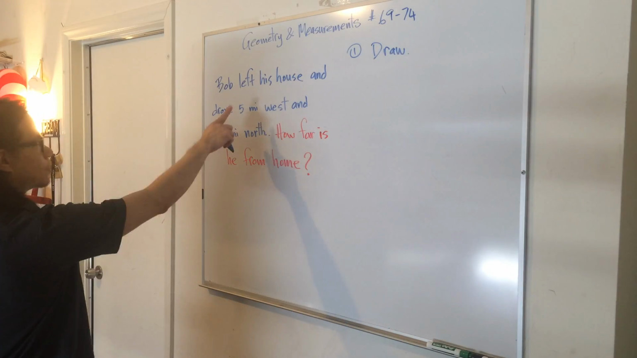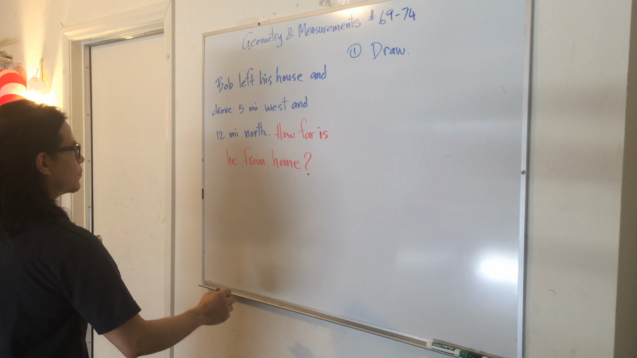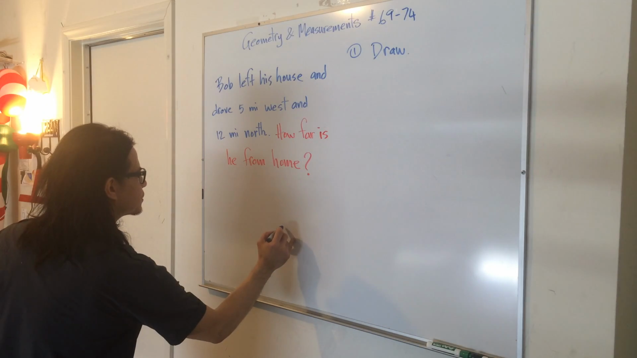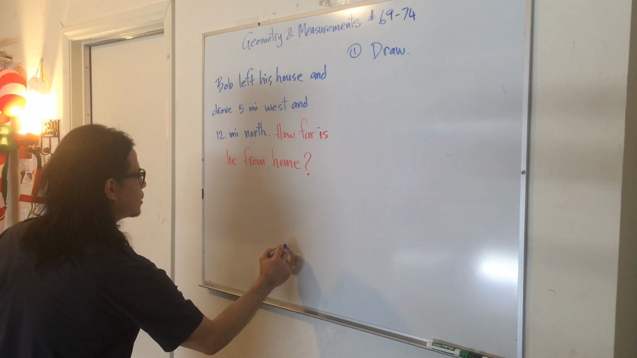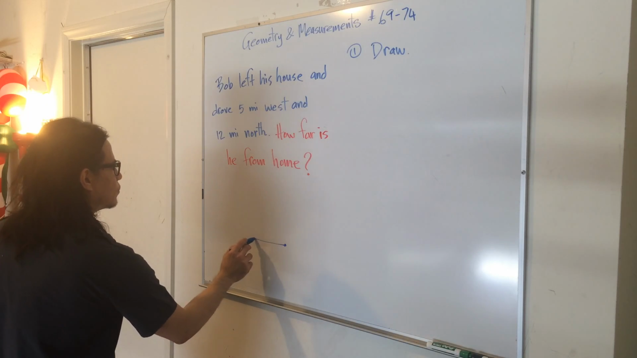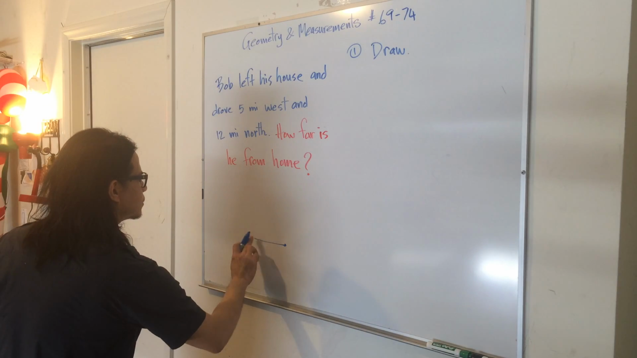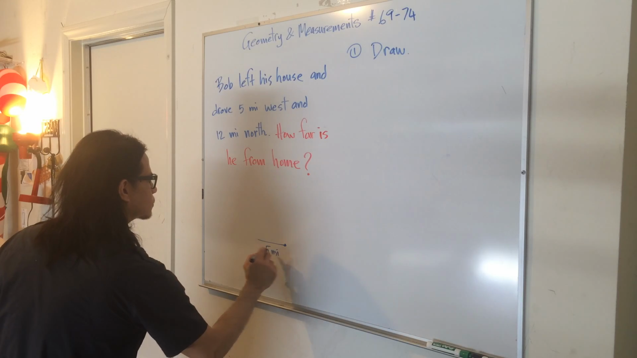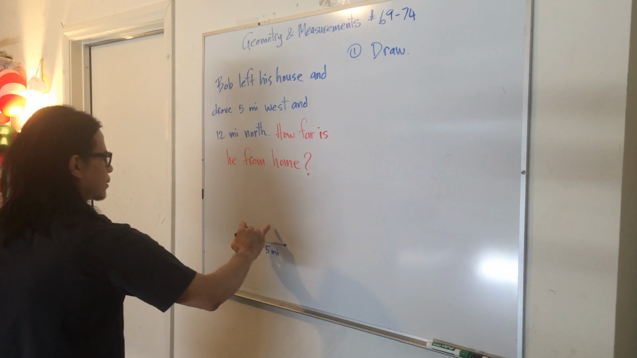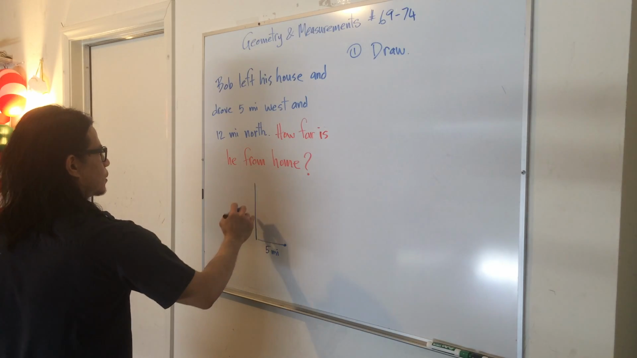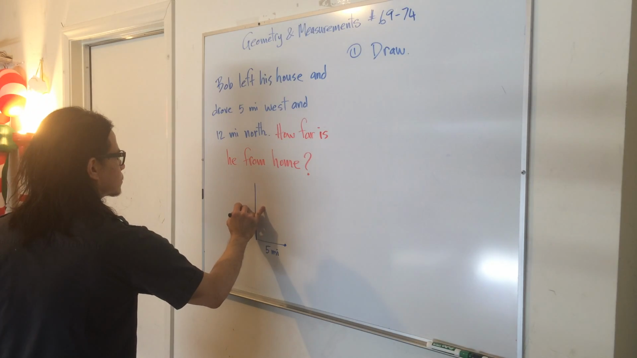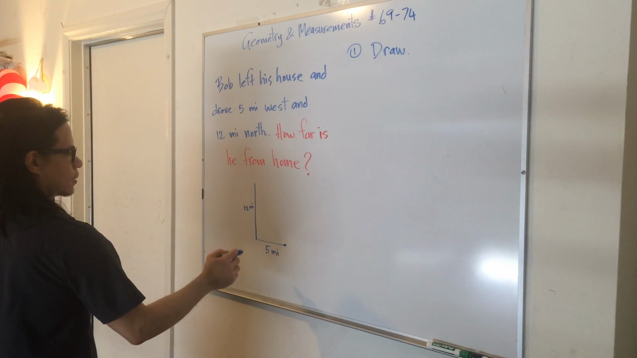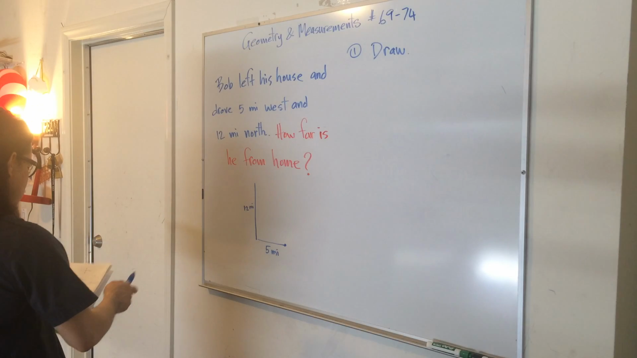Okay, so Bob left his house and drove 5 miles west. So let's say here is home. He drove west for 5 miles. And then he drove north for 12 miles. The question is, how far is he from home?